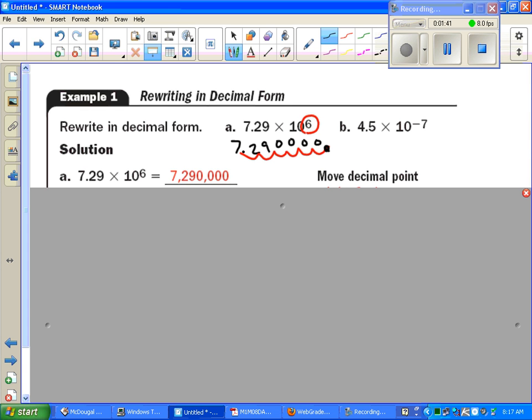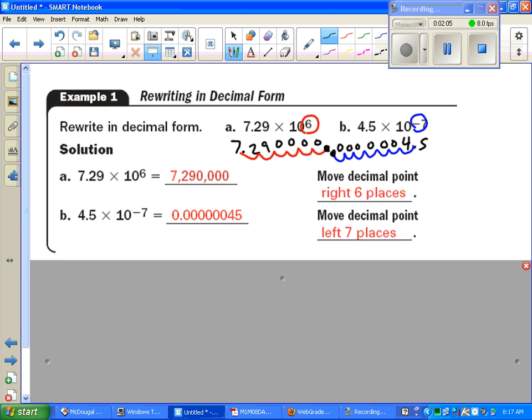Do the same thing with 4.5, except you're going to move it 7 times. Since it's a negative exponent, you're going to move it 7 times to the left. You're going to make it a very small number. So we're going to move it 1 time, and then 2, 3, 4, 5, 6, 7 times. Again, that's where your decimal is going to go right there. So you're going to put in zeros in each of those spaces. So you're going to wind up with the number 0.00000045. Move it left 7 times, and the top one you're moving it to the right 6 times.